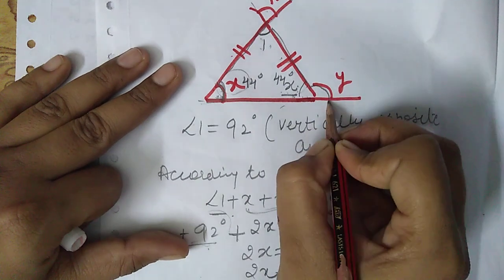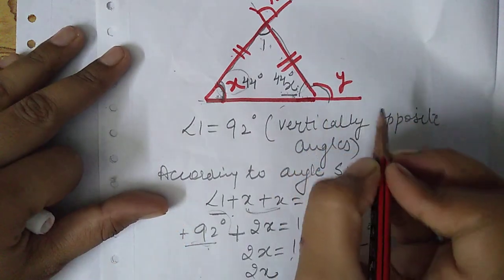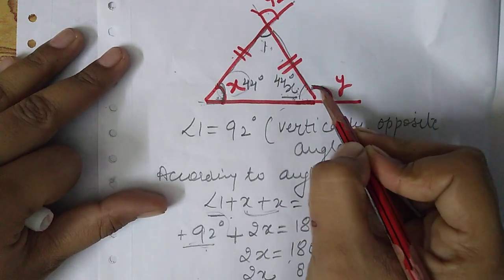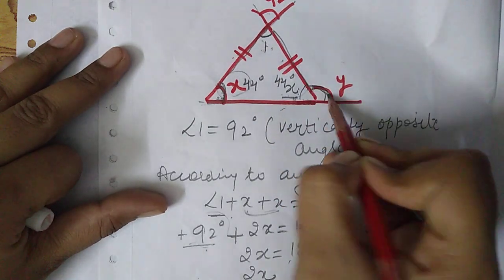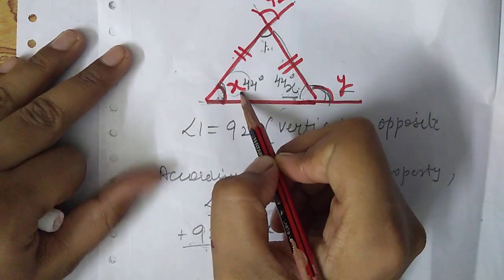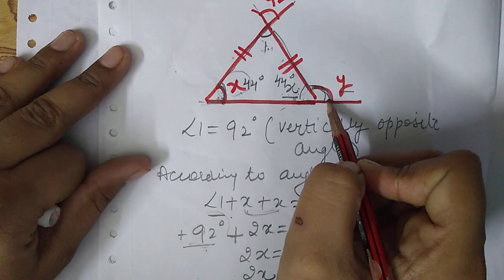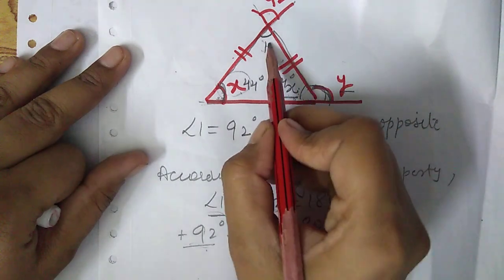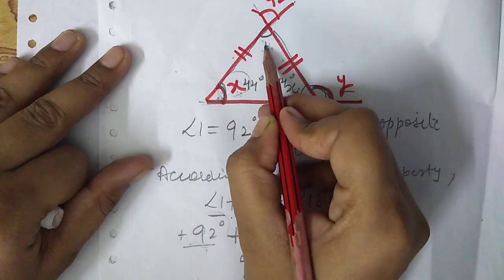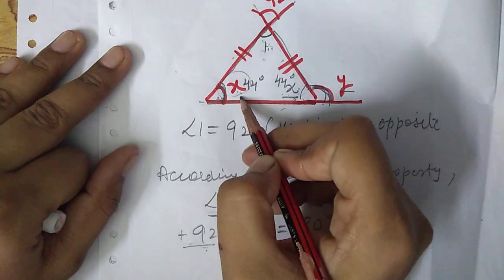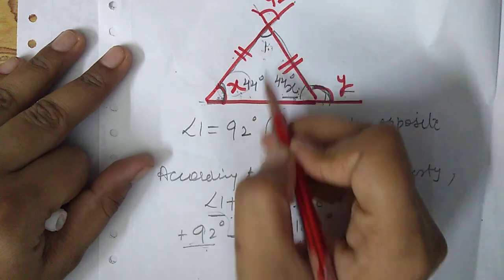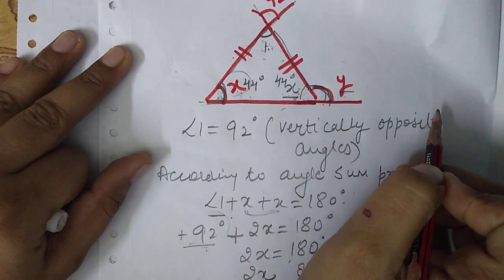Now I have to find y. You can find y by two methods. Either you can apply the exterior angle property, because this is an exterior angle. This y is equal to angle 1 plus angle 44, because the exterior angle property says that the exterior angle is equal to the sum of the opposite two interior angles. So for y, angle 1 we have, that is 92, and angle x we have, that is 44 degrees. So y is equal to 92 degrees plus 44 degrees. You will get the value of y.